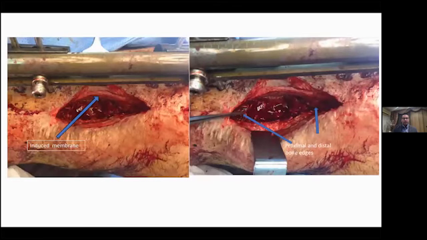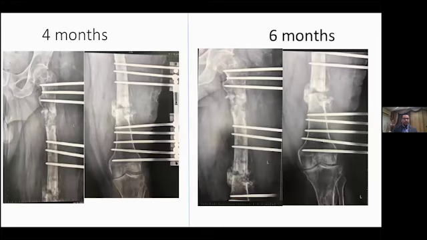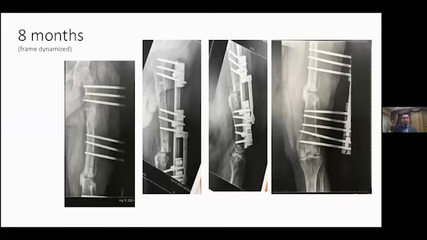Then segment transfer was started after 7 days. This is an intraoperative photo showing the induced membrane between the proximal and the distal bony edges. These are the X-rays follow-up after 4 months and 6 months. And these are the X-rays after 8 months of follow-up with full consolidation of the regenerate and the union at the docking site. Then the frame was dynamized.